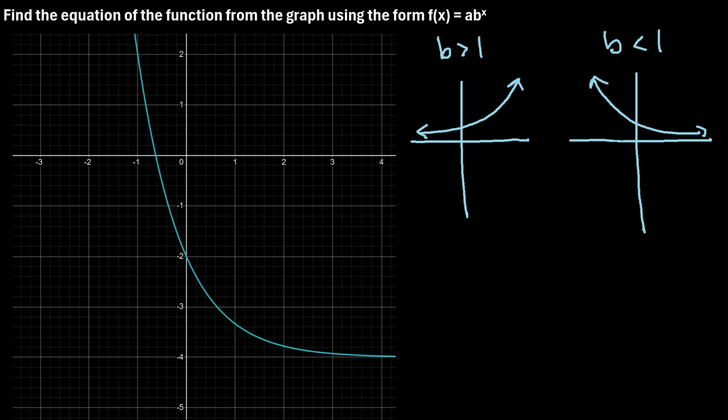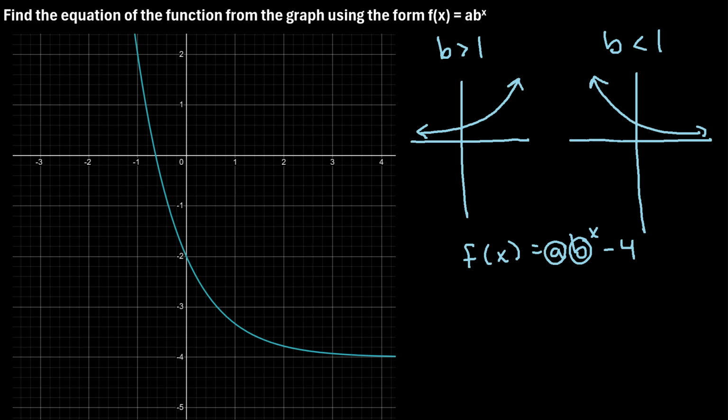So what that means is that when we write our function f of x is equal to a times b to the power of x, we're actually going to subtract a 4 at the end, because it looks like this whole graph is shifted down 4, since the new horizontal asymptote is at negative 4. So this is the general form that we're going to write our equation in. All we need to know is what are the values of a and b.